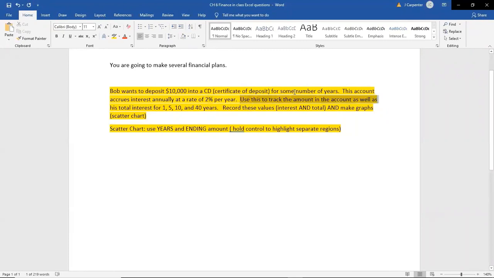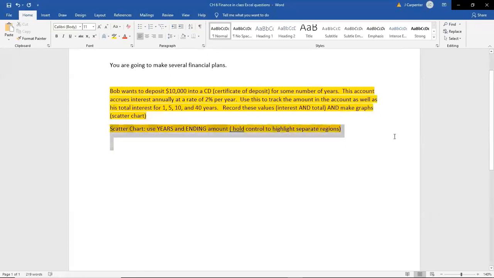Use this to track the amount in the account as well as his total interest for 1 year, 5 years, 10 years, and 40 years. Record these values, interest and total, and make graphs, aka a scatter chart. And when we get to the scatter chart, we want to use the years and the ending amount. And as a reminder, if you need to select gaps in Excel, holding control will help you do that.